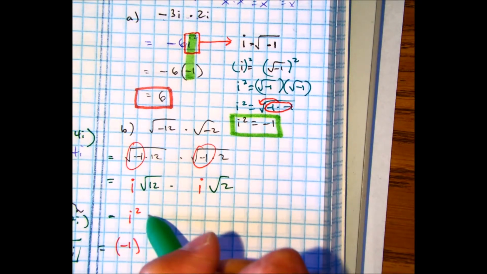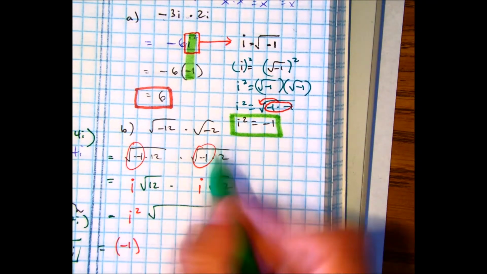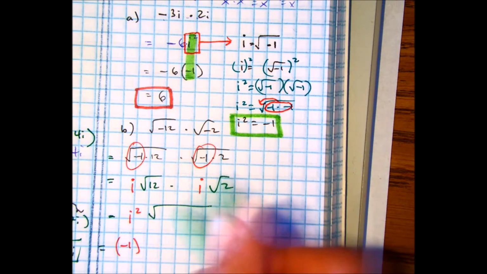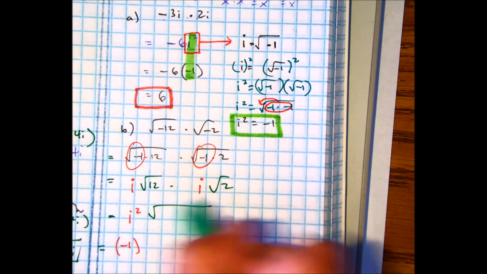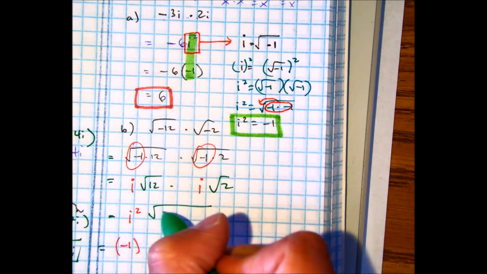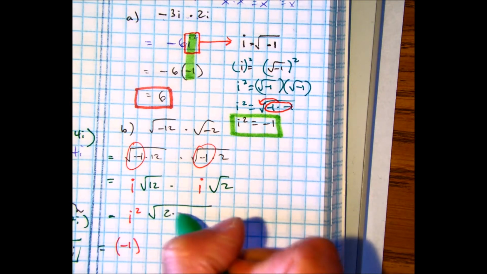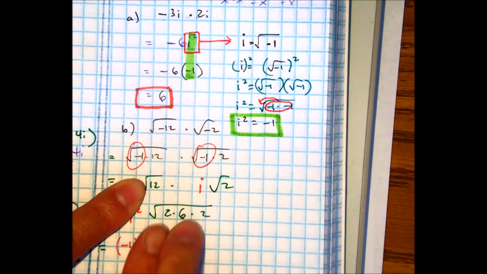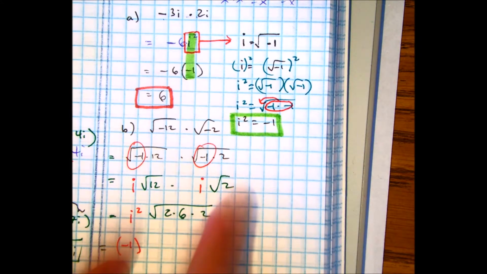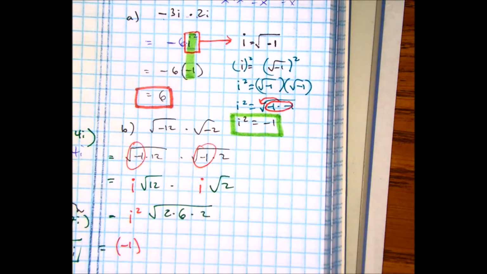So now I have the square root of 12 times 2, which is the square root of 24, but I'm not going to actually multiply those. I'll probably just do something like, is it okay if I do 2 times 6 times 2? So the square root of 12 is 2 times 6. The square root of 2 is here. Do you guys see any pairs?